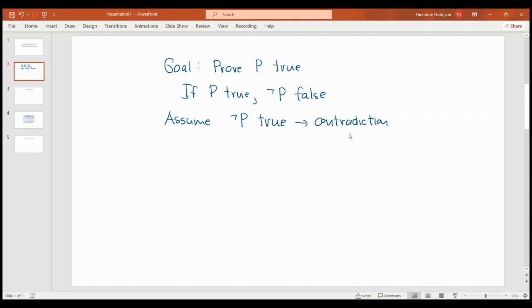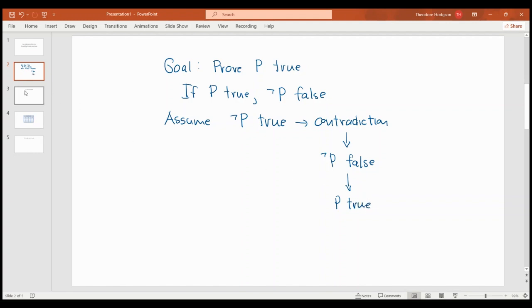So if you find that contradiction, that says that your assumption that the negation of P is true cannot be true, which says the negation of P must be false. Because the assumption led to a contradiction, we can't have that assumption. That assumption must be wrong. And if the negation of P is false, that shows that P must be a true statement.